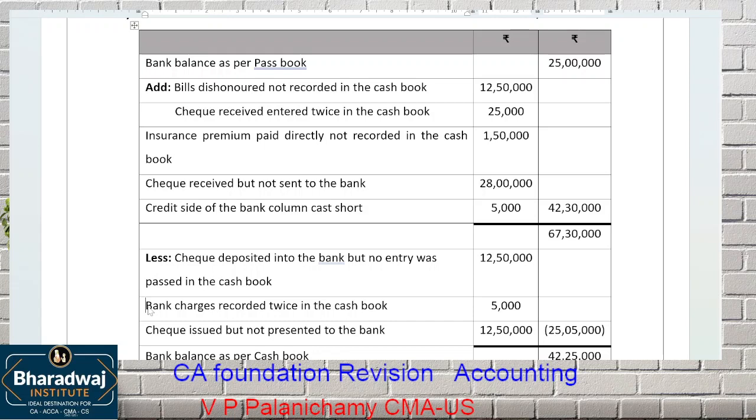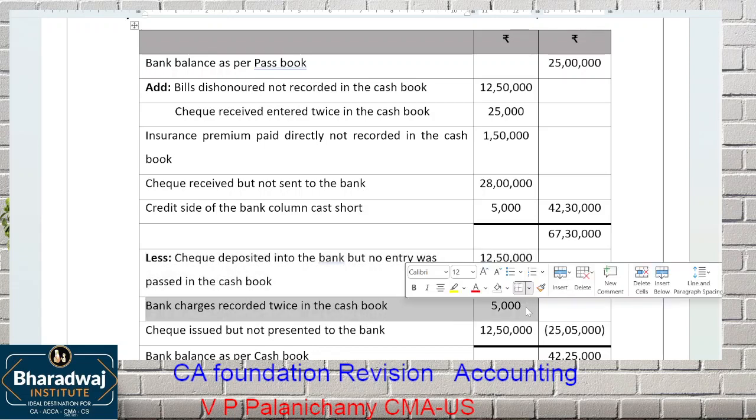Bank charges recorded twice in the cash book. In the passbook we have deducted only once. In the cash book, what have they done? They deducted 2 times. We deducted once, they deducted once, okay. They deducted once more, one more time extra. So let us also deduct it.